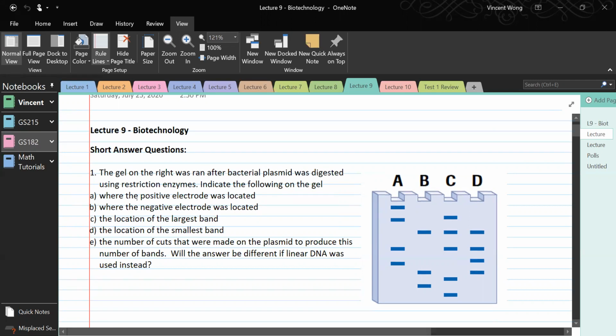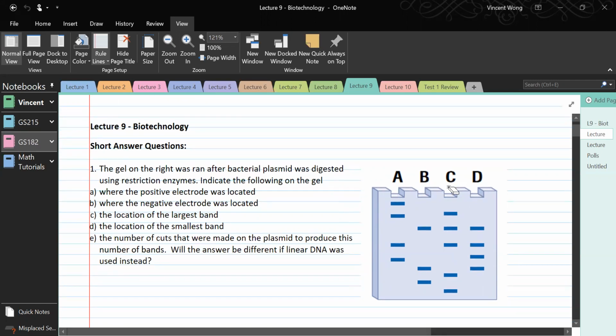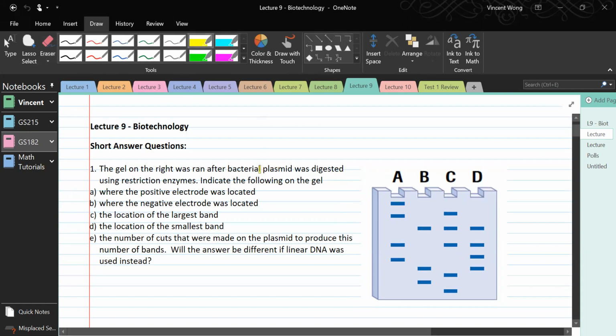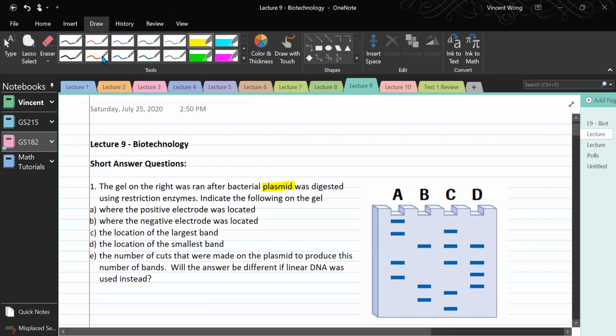So here we go. The gel on the right was run after a bacterial plasmid was digested using restriction enzymes. Indicate the following on the gel. All right, so a couple of things here that we should talk about. First of all, what is a plasmid?